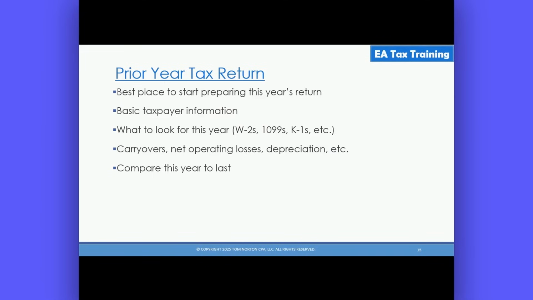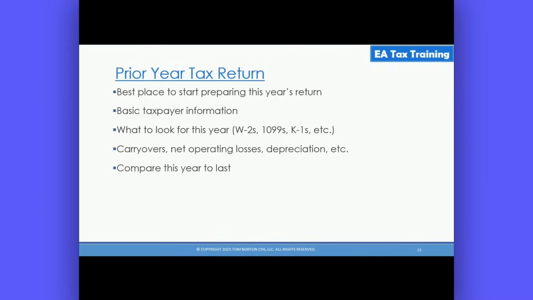First of all, it's going to have the basic taxpayer information, names, addresses, social security numbers, etc. Of course, you're going to want to verify all that because things do change, especially addresses, but at least it gives you a starting point. It's also going to give you a good idea of what to look for this year. Taxpayers tend to have the same sorts of things from years to year. So if they had a W-2 and 1099 or any K-1s or anything like that, they had those last year. It's likely they're going to have the same sorts of things this year. So it's good to be able to know what you're looking out for.